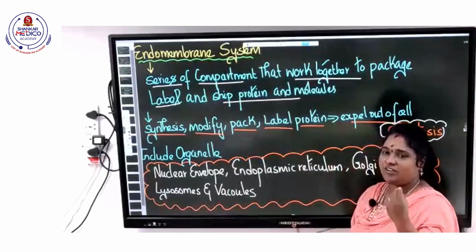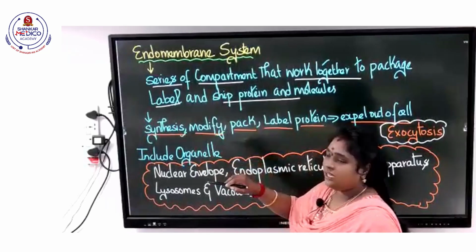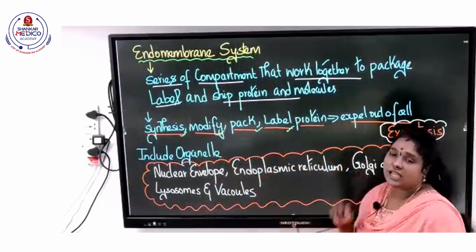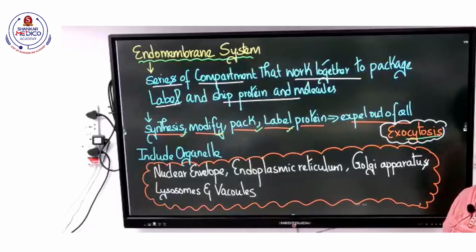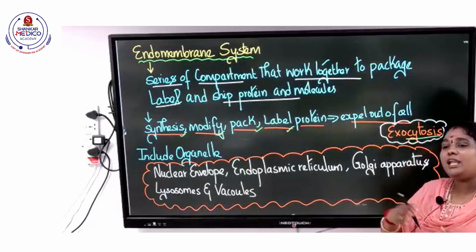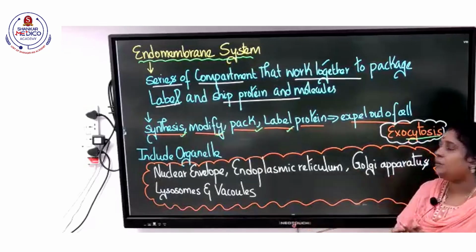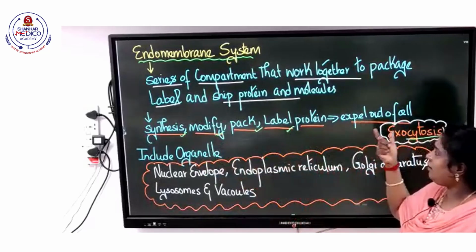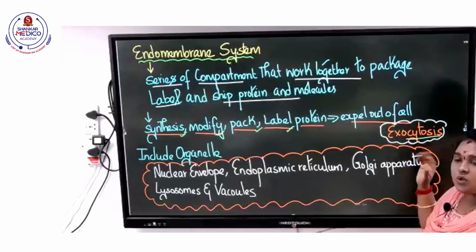The basic function of the system is to synthesize proteins, modify them, pack them, label them, and transport them outside the cell by a phenomenon called exocytosis. The endomembrane is a compartment where many organelles are present, and these organelles synthesize, modify, pack, and label the protein, and expel it out of the cell. We call this exocytosis.